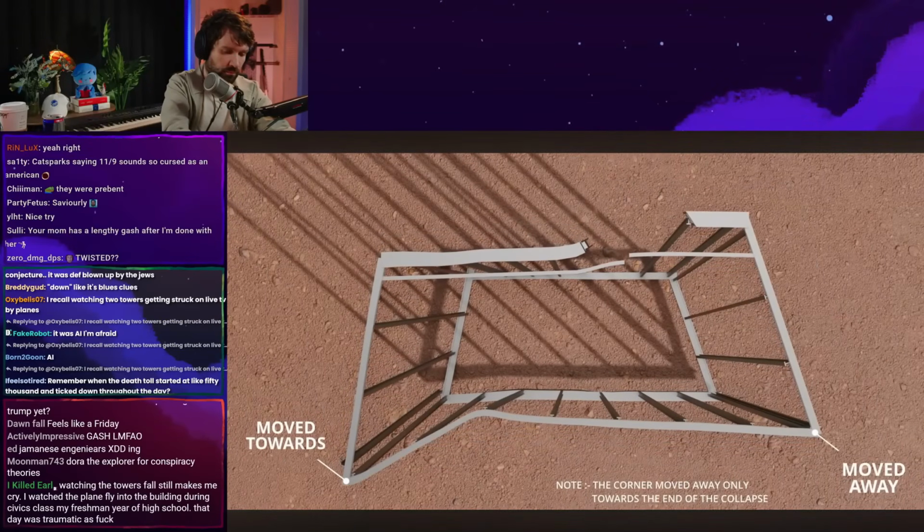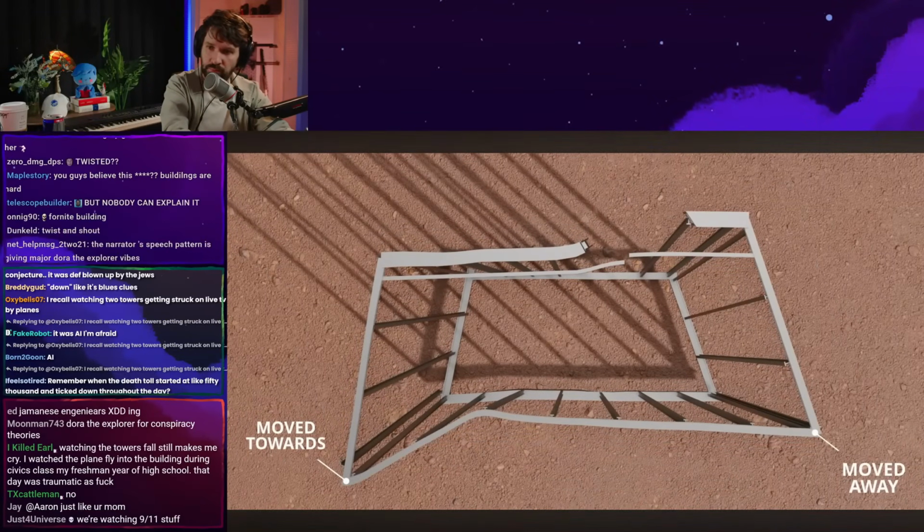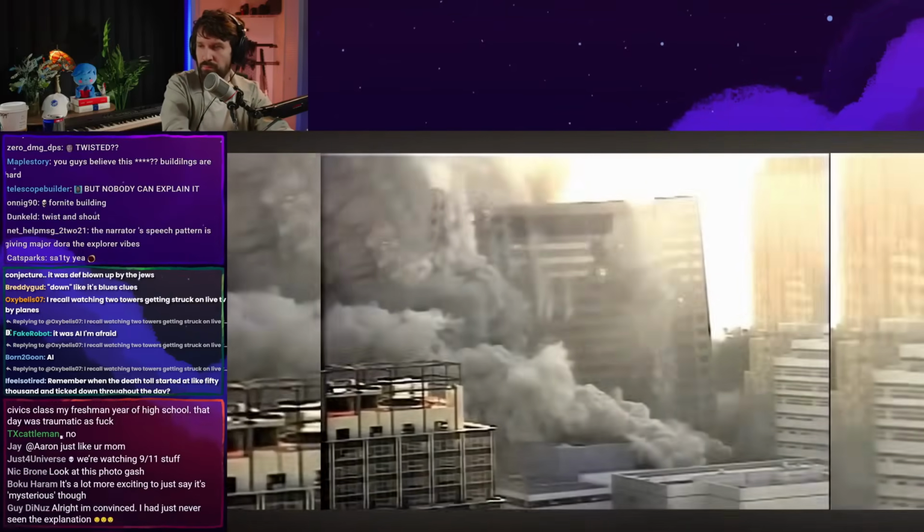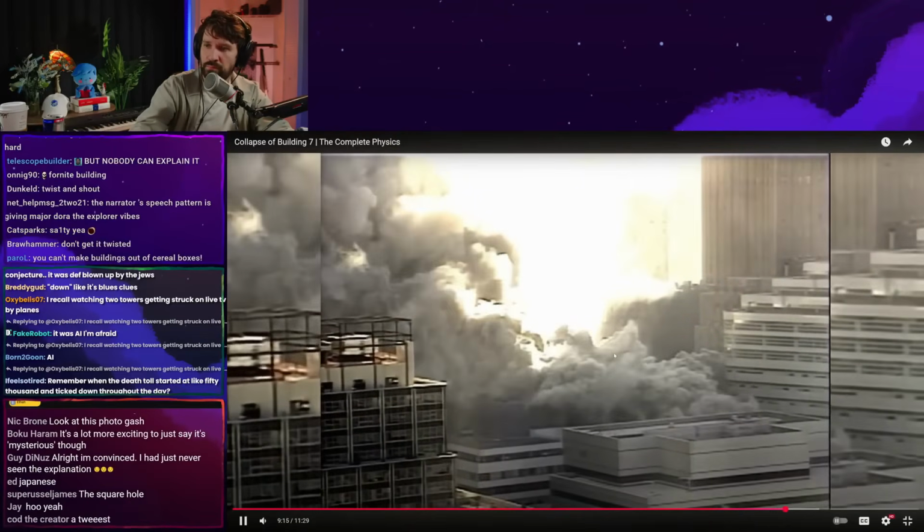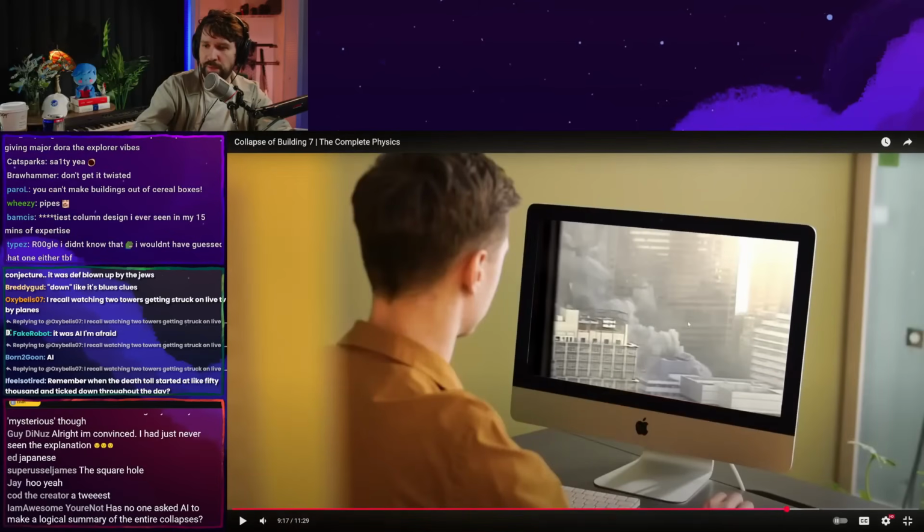Did the WTC-7 come down at freefall speed? No, it did not. If you analyze the original footage of the collapse, the top 18 floors came down in 5.4 seconds.